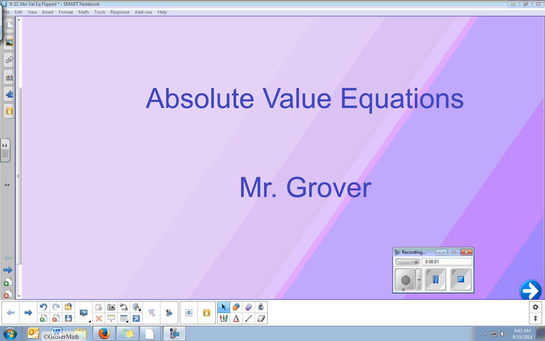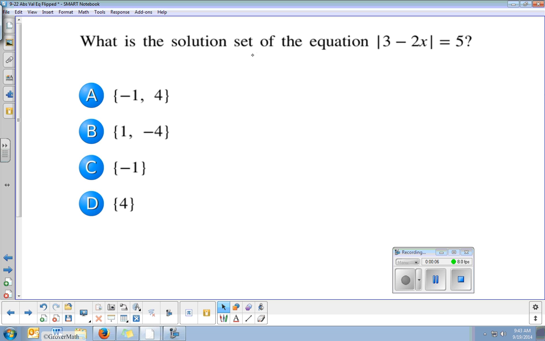Algebra 2 trigonometry regions, absolute value equations. What is the solution set of the equation absolute value of 3 minus 2x equals 5?